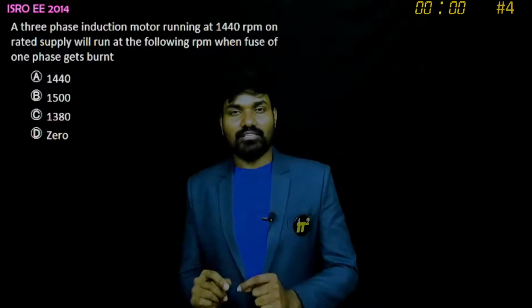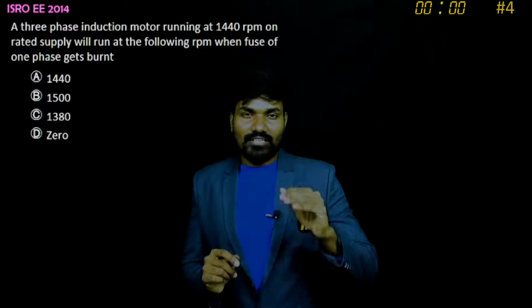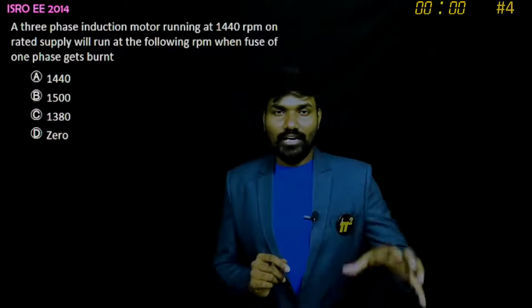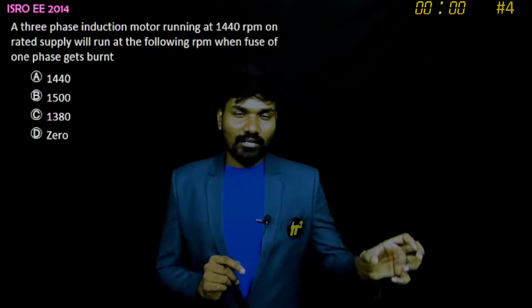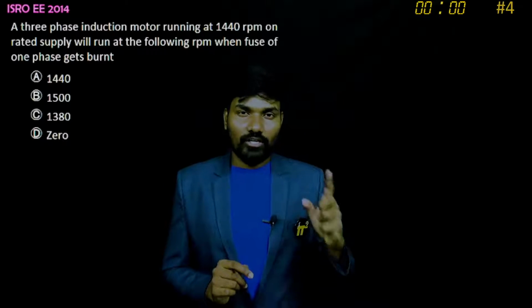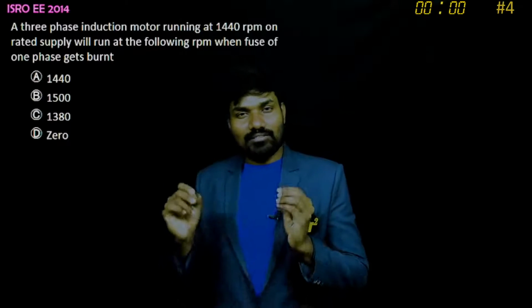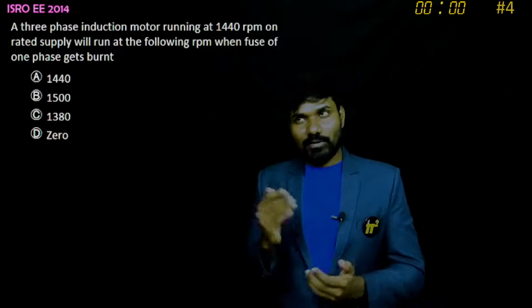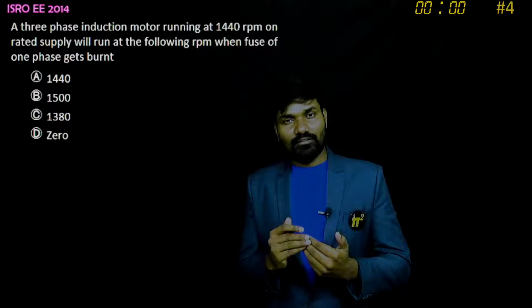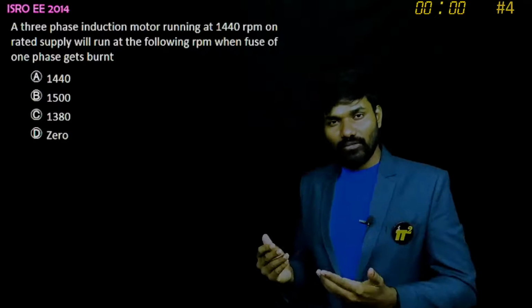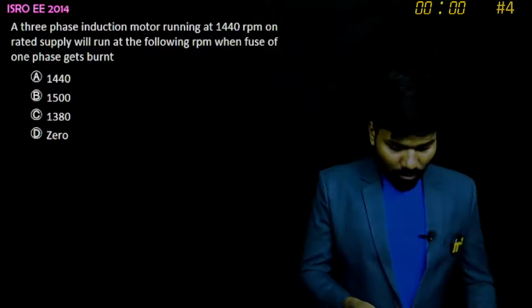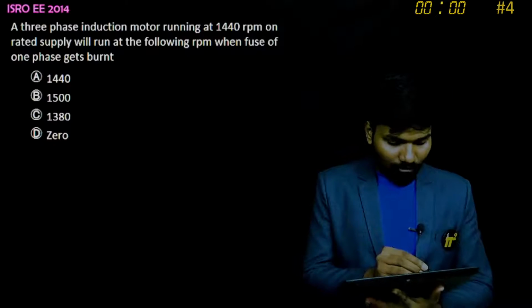Single phasing means one phase getting burned. If one phase is burned, whether it is a star connection or delta connection, it will continue to run, if not at the same speed, then at a little less speed. So what is the less speed here? Less than 1440, we have two options. One is 0, another one is 1380. It will not be 0, which means the motor will not stop. It will be at reduced speed.